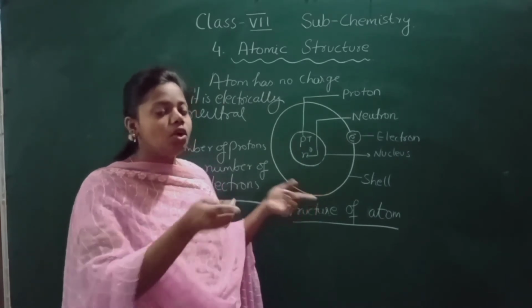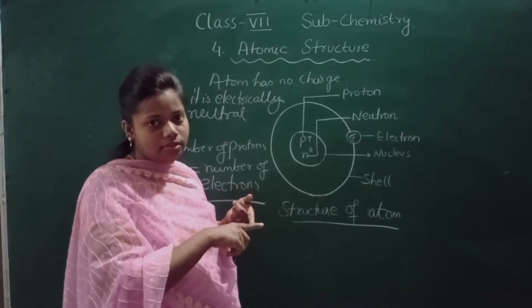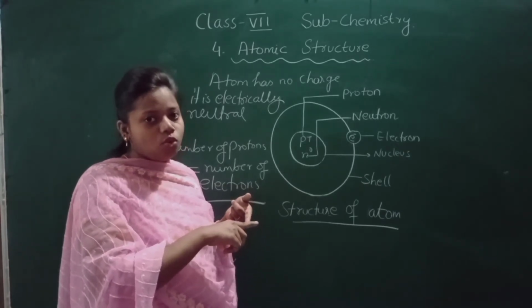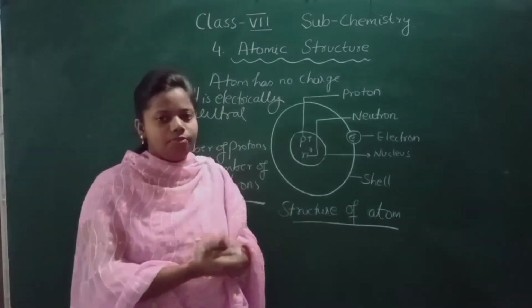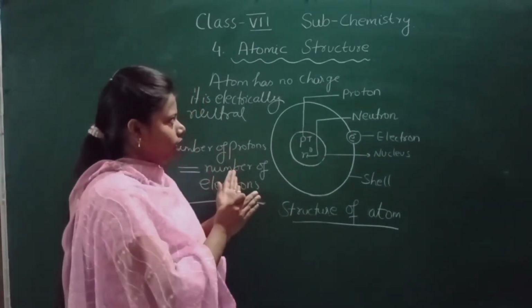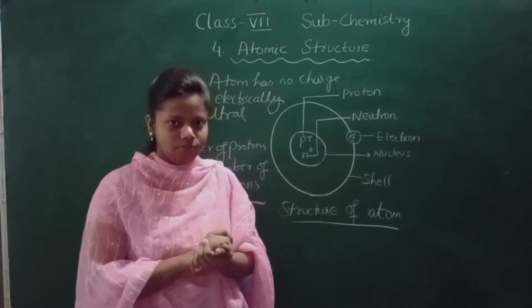And why is it so? Because the number of protons and the number of electrons are equal. Okay, so this was about the structure of an atom. Now I told you that an atom as a whole is electrically neutral, it has no charge.